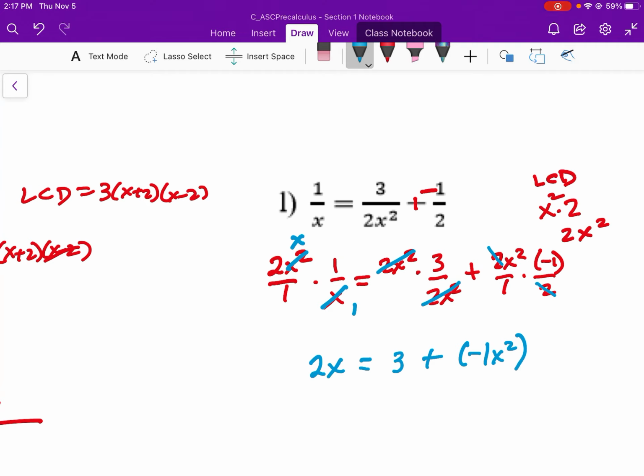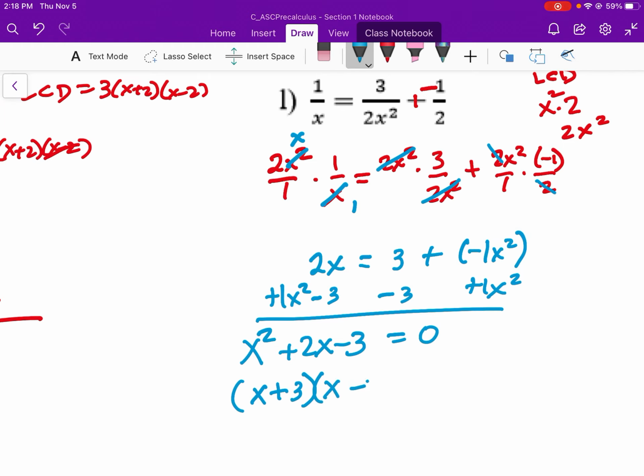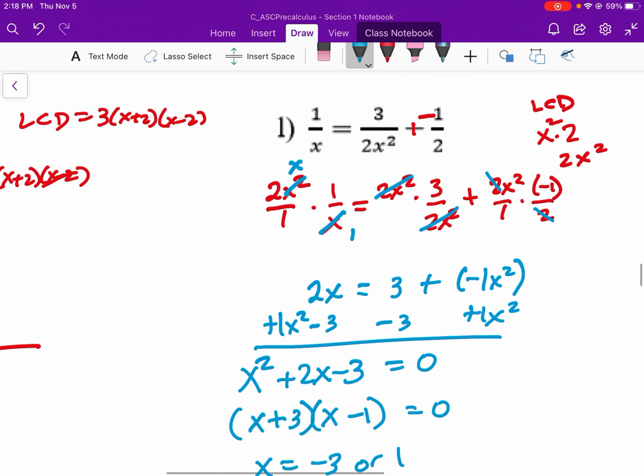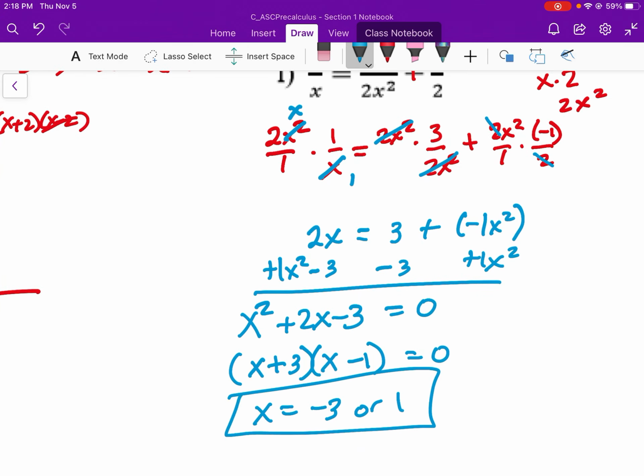So this is a quadratic, so I need to make it equal to 0. I'm going to add the 1x squared to both sides and subtract the 3 so that my x squared is positive. So I have x squared plus 2x minus 3 equals 0. So x plus 3, x minus 1, I believe is how I factor it. So x equals negative 3 or 1. And neither of those would make my denominator 0, so I can keep both of them.